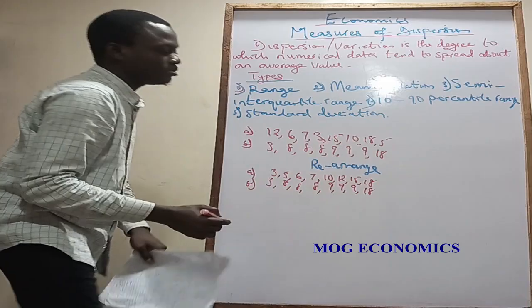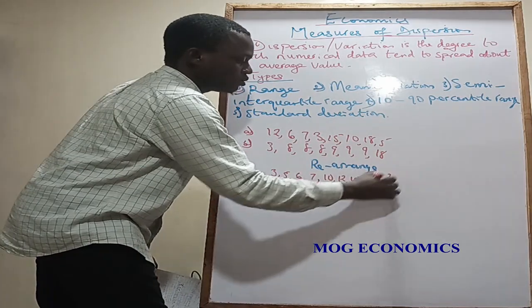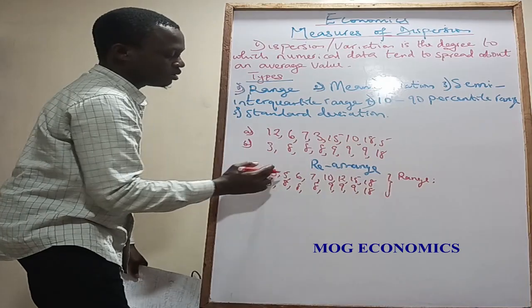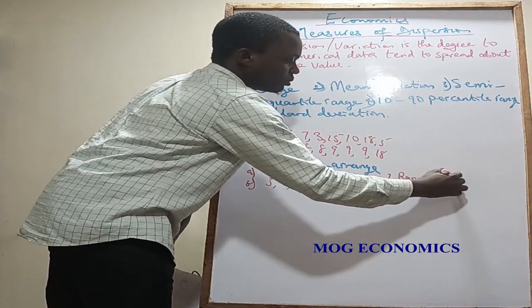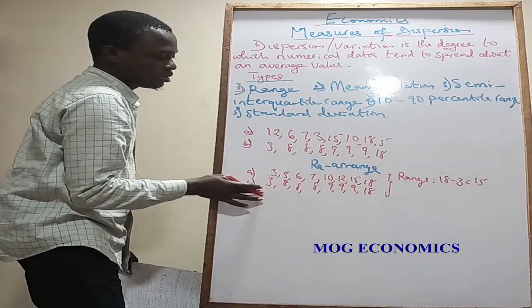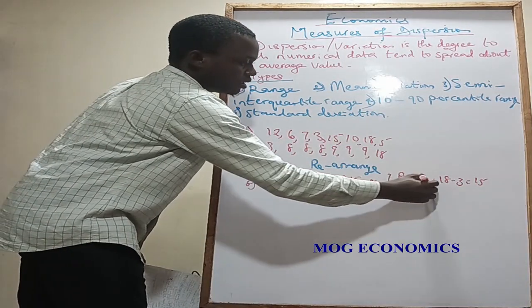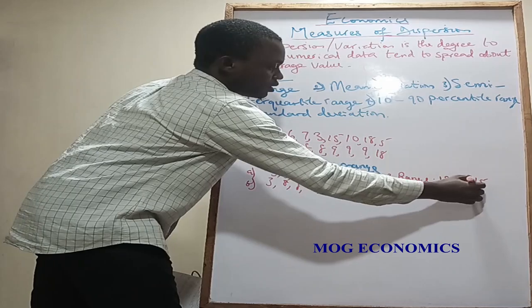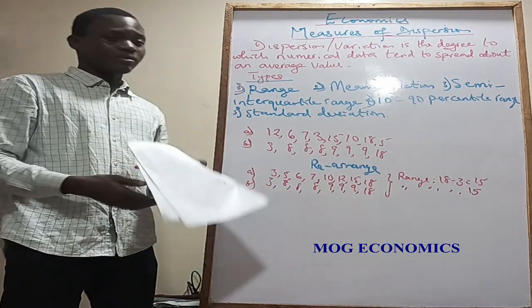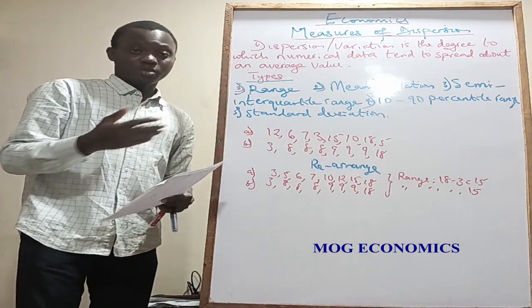So what is the range for both? Now the range, right, equals the highest number here, which is 18, minus the lowest number, which is 3. So 18 minus 3 is 15. And if you look at this one, the highest number is 18, the lowest number is 3. So the range here is also 15. So looking at this is telling us that both of them have a similar range, right?